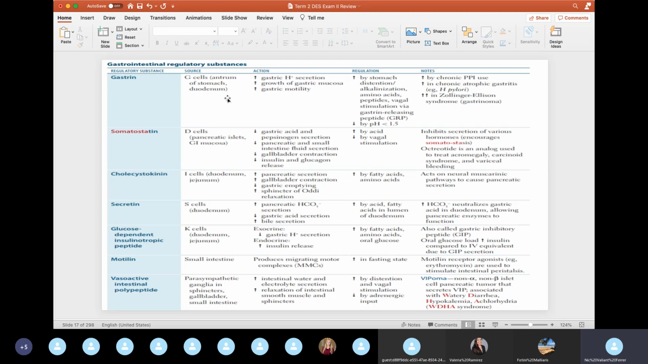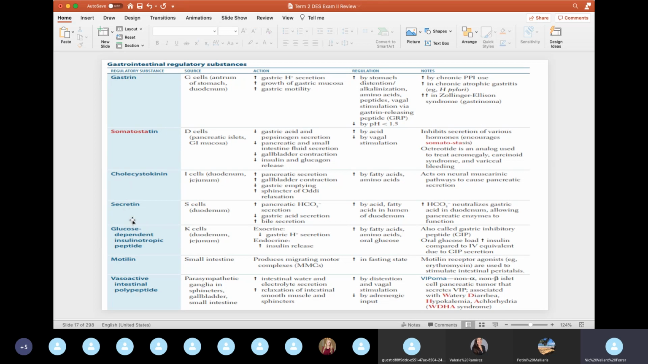Another one, cholecystokinin, source, the I cells in the duodenum and jejunum. What's the action? Increased pancreatic secretion and increased gallbladder contraction. You increase CCK production if you have too much fat or amino acids in your meal.